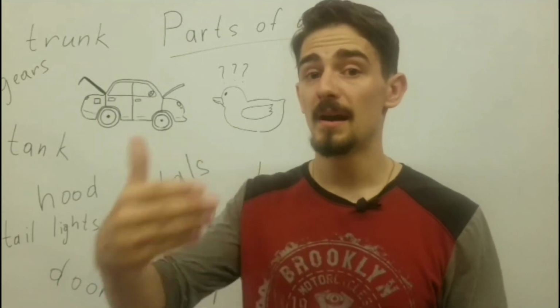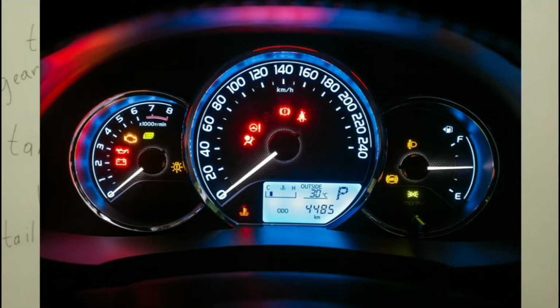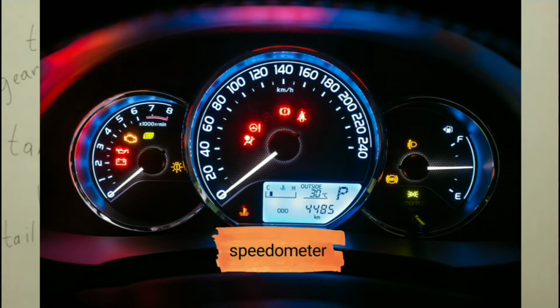Now let's move to the area behind your steering wheel. There we have a dashboard. So the dashboard is a few gauges that show you different things, right? So we have the speedometer. The speedometer is the gauge that shows you how fast you're moving, how fast you're going. I think it's the most important one. So always check your speedometer to know if you're going too fast or too slow, if you need to accelerate, if you need to slow down, and so on.